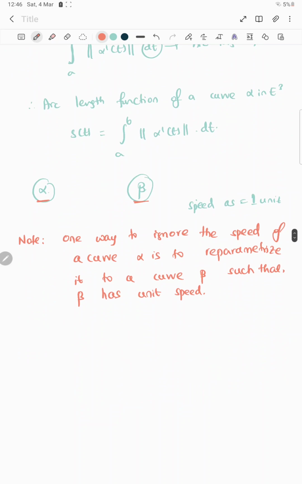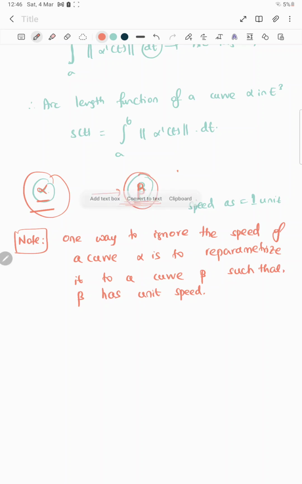So as we are not interested in the speed of the curve, whether it is the original curve or a reparameterized curve, we are interested only in the route followed by the curve. Therefore, the only way to ignore the speed of the curve is to reparameterize the curve alpha to a new curve beta, such that the speed of the reparameterized curve is 1.